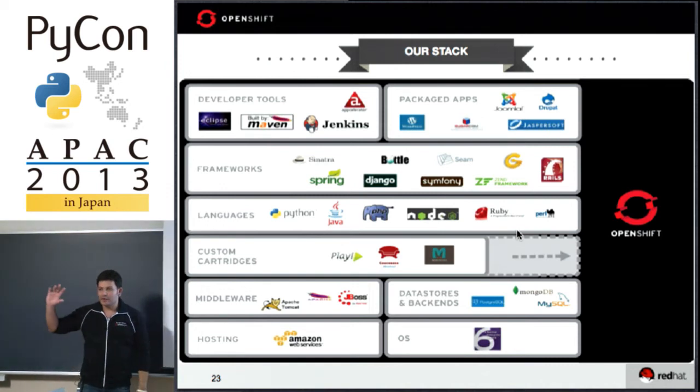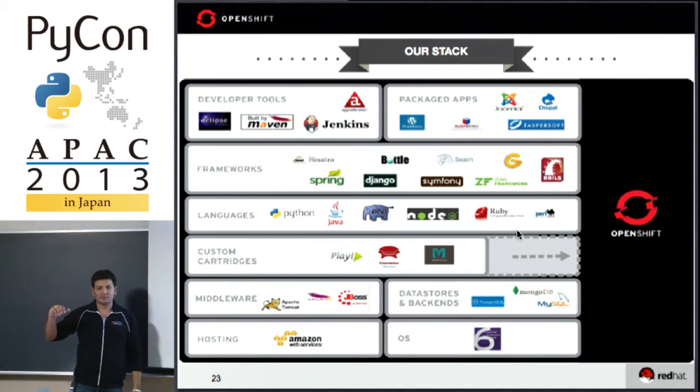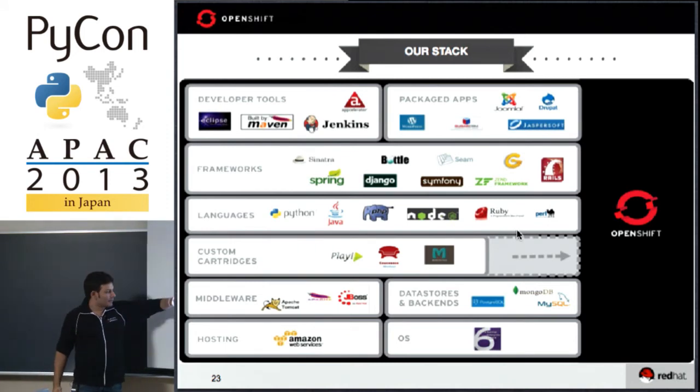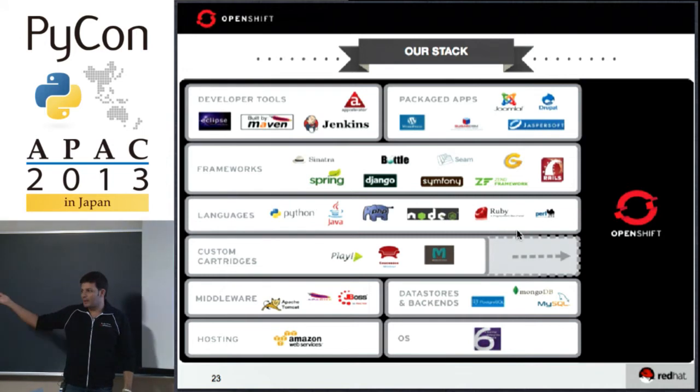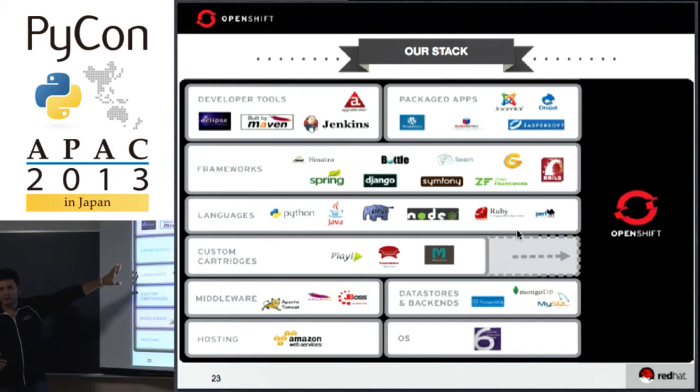Framework-wise, we basically provide you a runtime. So we are not a framework company like Cloud Foundry, which basically gives you a Spring stack. We provide you a runtime, so anything that compiles or runs on RHEL runs on top of OpenShift. So if you have a Bottle application, a Flask application, or Django application, all of those things can work on OpenShift.